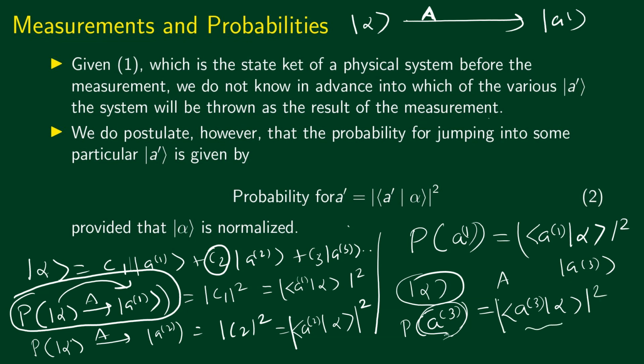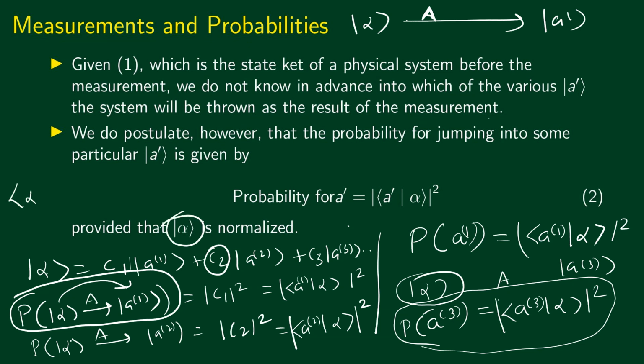This is a complex number in general, but if you take the modulus square, you get a real positive number. This will give you the probability for measuring an eigenvalue A3, or for getting A3 as a measurement outcome. Now this rule is true if ket alpha is actually normalized. This means that the bracket ⟨α|α⟩ is equal to 1.